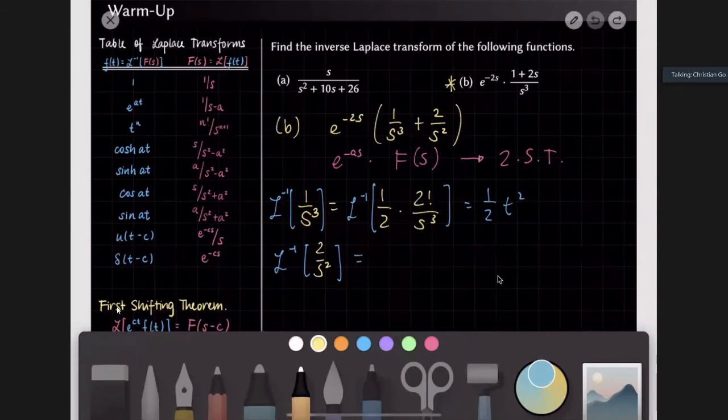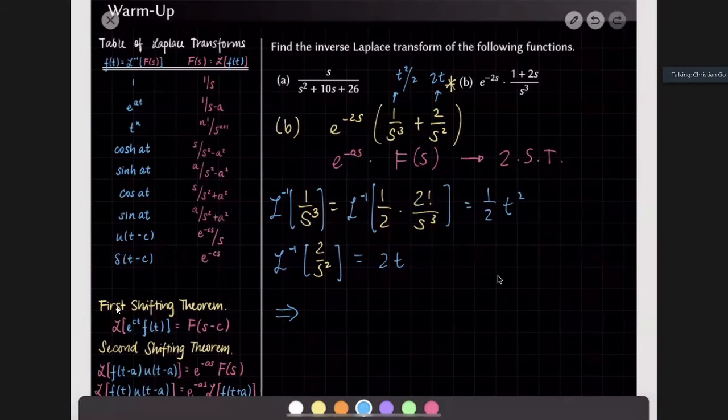Okay, good. So we have now converted our two terms. This becomes a t squared over 2 without the e. This becomes a 2t without the e. So now we want to account for the e. What do we do? Multiply it by u(t minus 2). Multiply it by the unit step. And what is the function that we multiply it to? Just t squared over 2 and 2t? Careful. No. So we're like, okay, u(t minus 2) times t squared over 2 plus 2t.